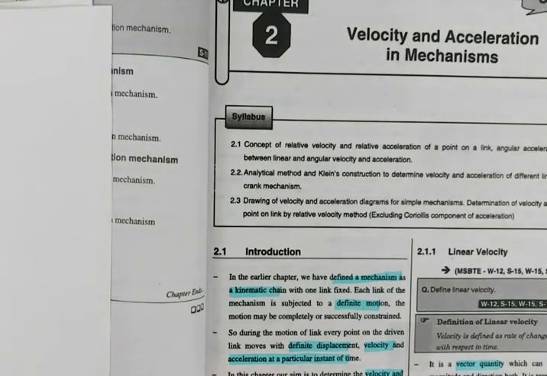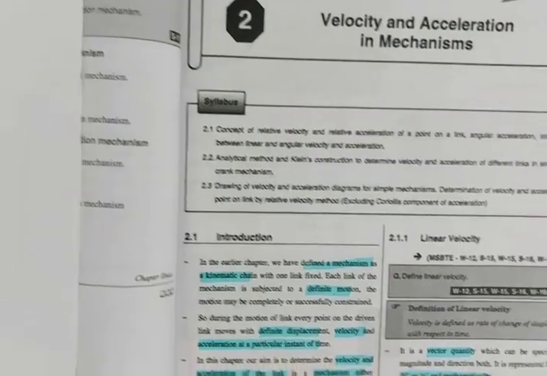So what is the graphical method to find the velocity and acceleration, that we will see in this chapter. So the various methods used to determine the velocity and acceleration of link are: first, relative velocity and relative acceleration method. Second, instantaneous center method. Third, Kleins construction method.